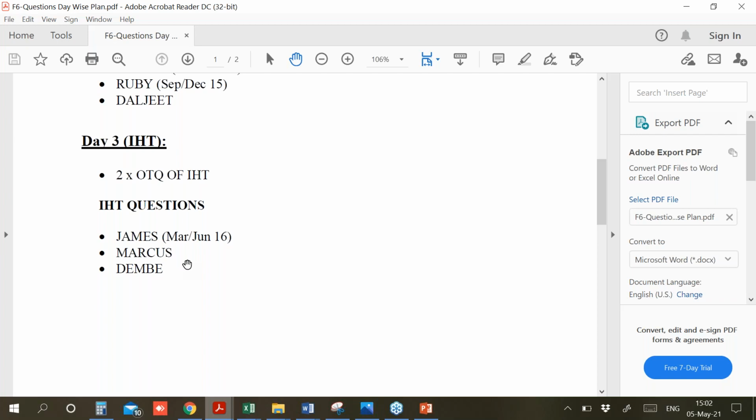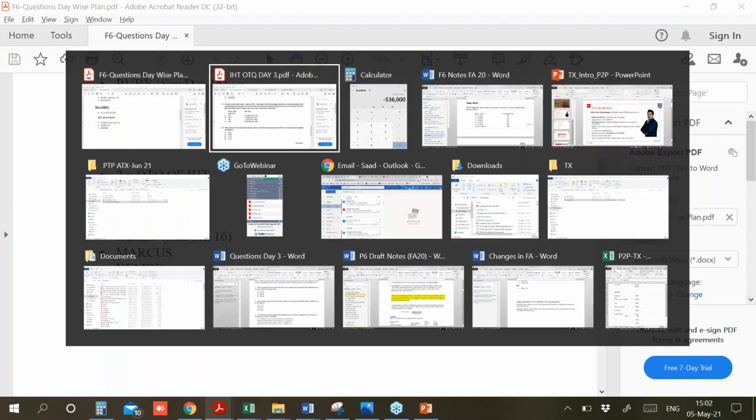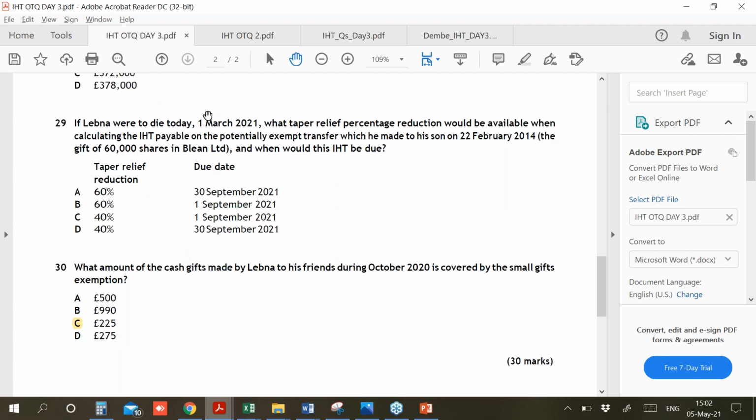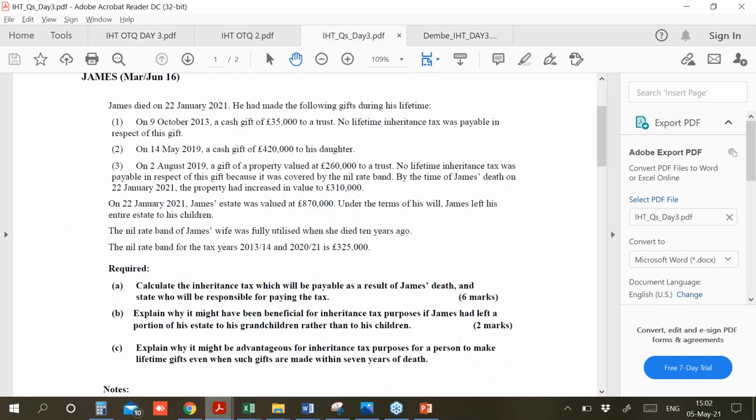Both of these questions can be found from the Kaplan kit as well. However, I'll discuss and solve with you over the spreadsheet. So let's start with James first. We'll read the requirement and then we'll start solving the question. So the first requirement is calculate the inheritance tax which will be payable as a result of James' death and state who will be responsible for paying the tax.